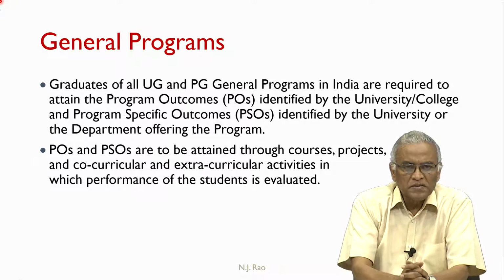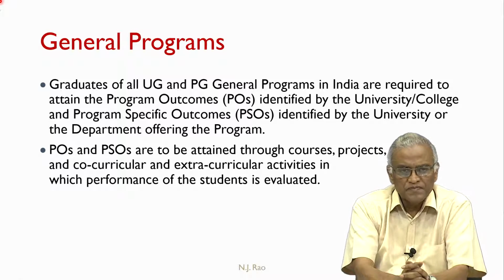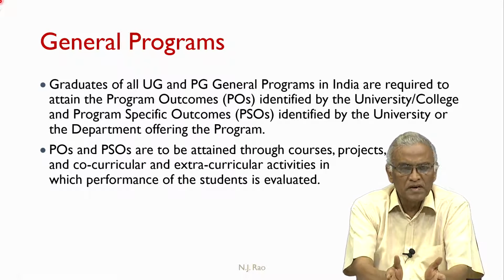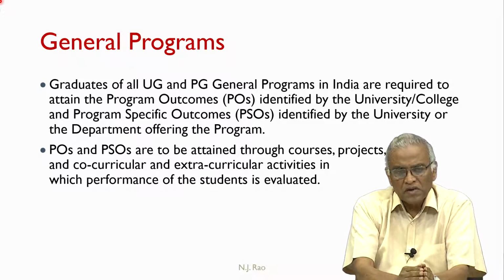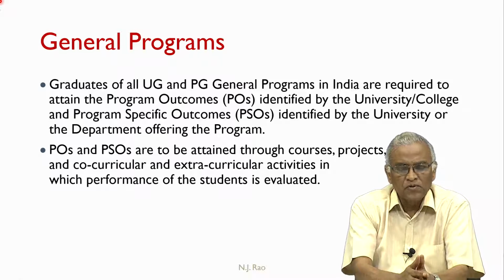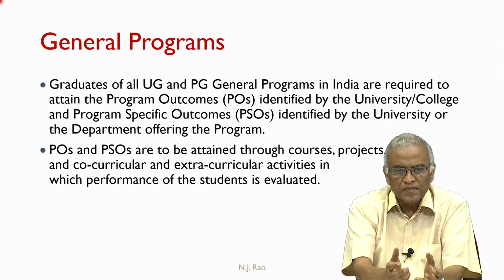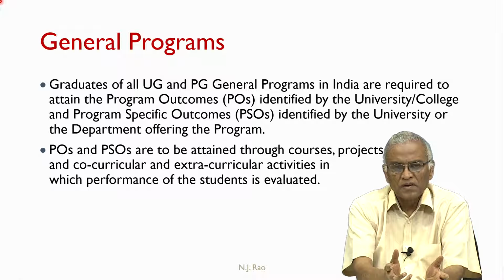And how do we attain these program POs and PSOs? They are mainly attained through courses, and sometimes there could be a project, which is not compulsory in all programs, and some co-curricular and extracurricular activities. These are the only means that we have in terms of attaining the outcomes. But one thing should be remembered, that when we are talking about attainment of POs and PSOs, whatever we are measuring, whatever we are trying to attain, should be done by all the students in the program.